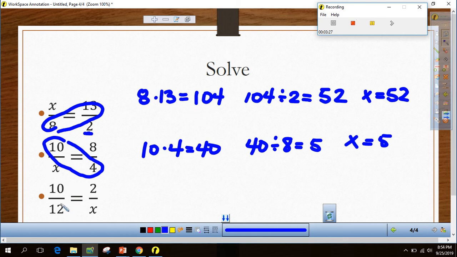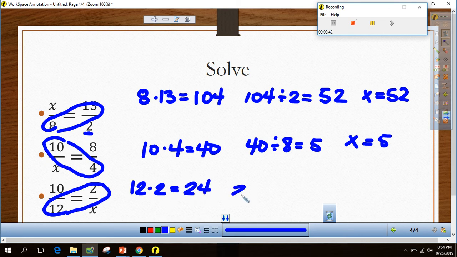I have 10 over 12 is equal to 2 over x. 12 times 2 is 24. And then when I divide 24 by 10, the main reason I wanted to add this example in here is I get a decimal number, 2.4, 2 and 4 tenths. It is perfectly fine to have a decimal as your answer when you're solving a proportion. That is not very uncommon. It's something that happens quite a bit.